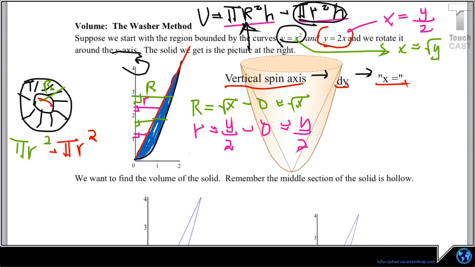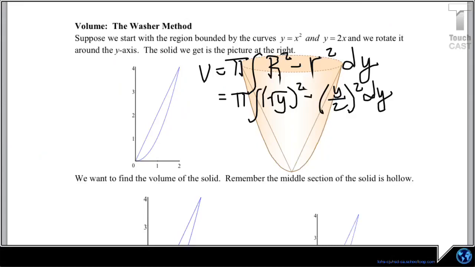Notice I pulled the pi out and factored it out, so I have capital R squared minus lowercase r squared, and again I'm integrating with respect to y. Now I'm going to substitute in both of the radii, and I'm going to go to a different page to do this. You can see here I've substituted in both radii: square root of y, which was capital R, and y over 2, which was lowercase r.